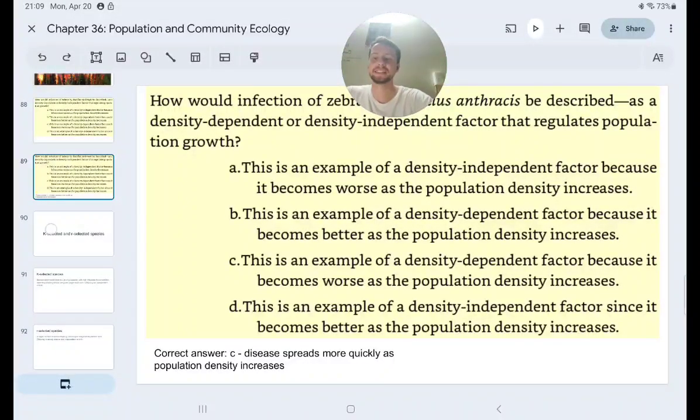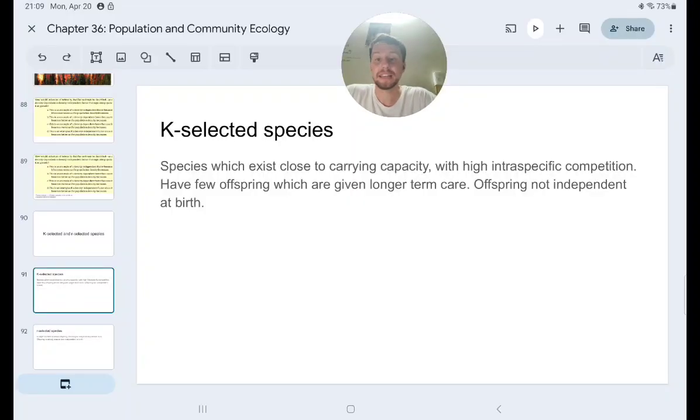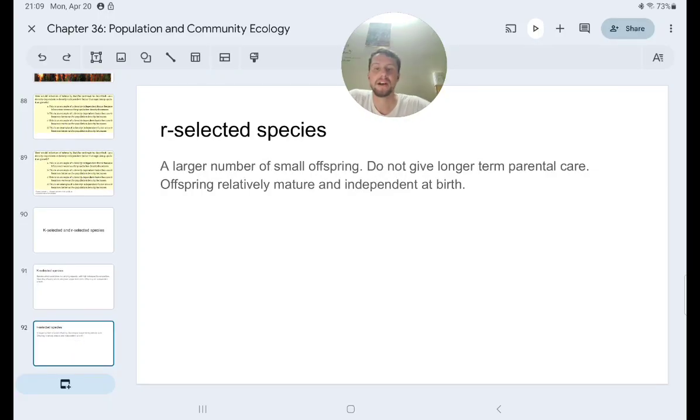Okay. K-selected and r-selected species. K-selected species are species which exist close to carrying capacity with high intraspecific competition. They have few offspring which are given longer-term care, and offspring are not independent at birth. r-selected species have a large number of small offspring and do not give longer-term parental care, and offspring are relatively mature and independent at birth.